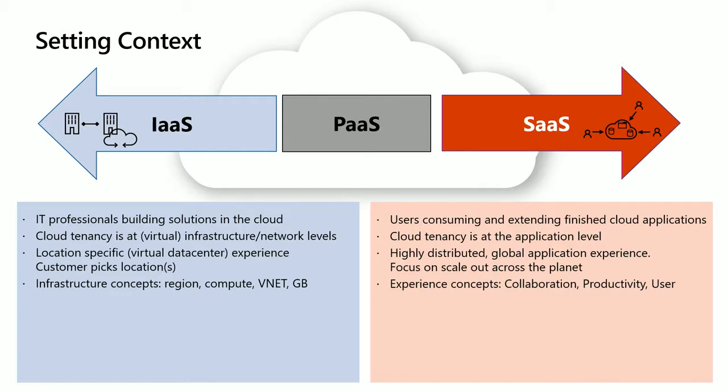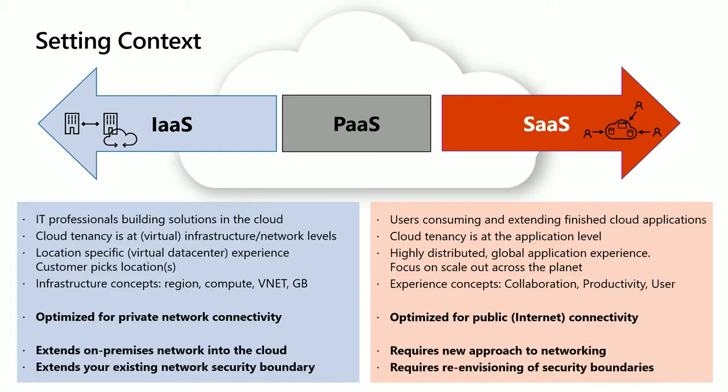On the SaaS side, the jargon is drastically different. It's all about users. It's about productivity. It's about collaboration. And all these differences actually do have a fairly unique projection to the type of the networking connectivity that the customers should establish to both sides of the cloud. On the IaaS side, the workloads are optimized for private network connectivity. Our Azure colleagues are talking about VPNs and ExpressRoute as the recommended way to consume IaaS services.